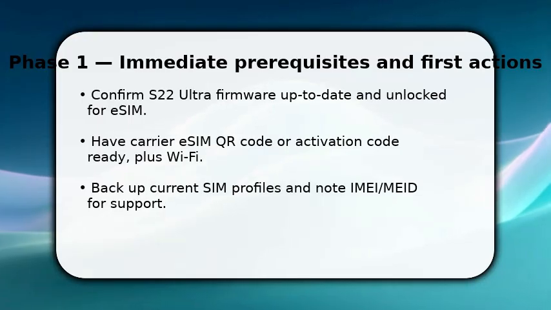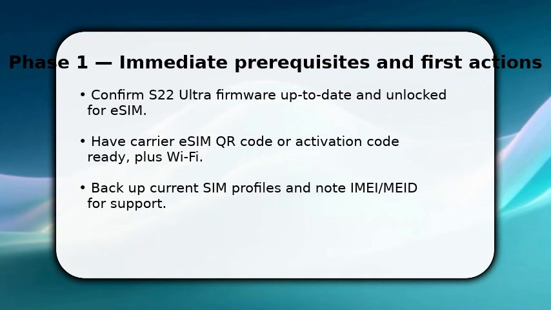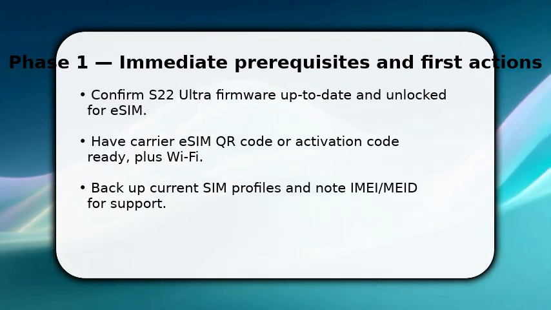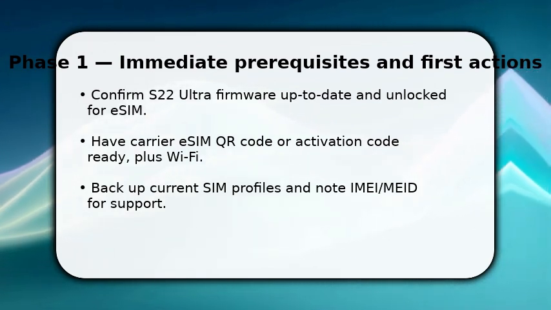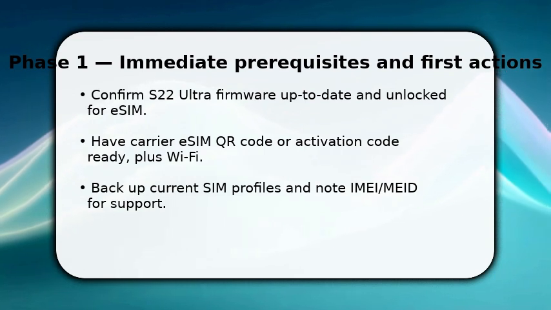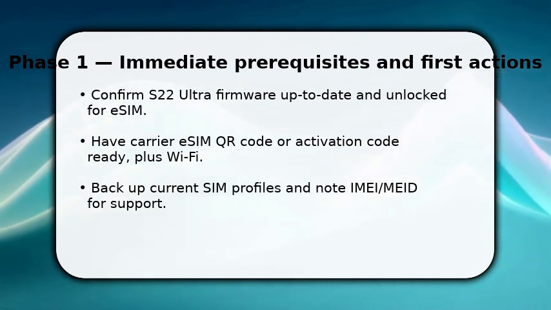You start by confirming prerequisites. Make sure your S22 Ultra is updated and unlocked, and that you have the carrier eSIM QR code or activation credentials ready. Connect to stable Wi-Fi. Cellular download may fail without it.